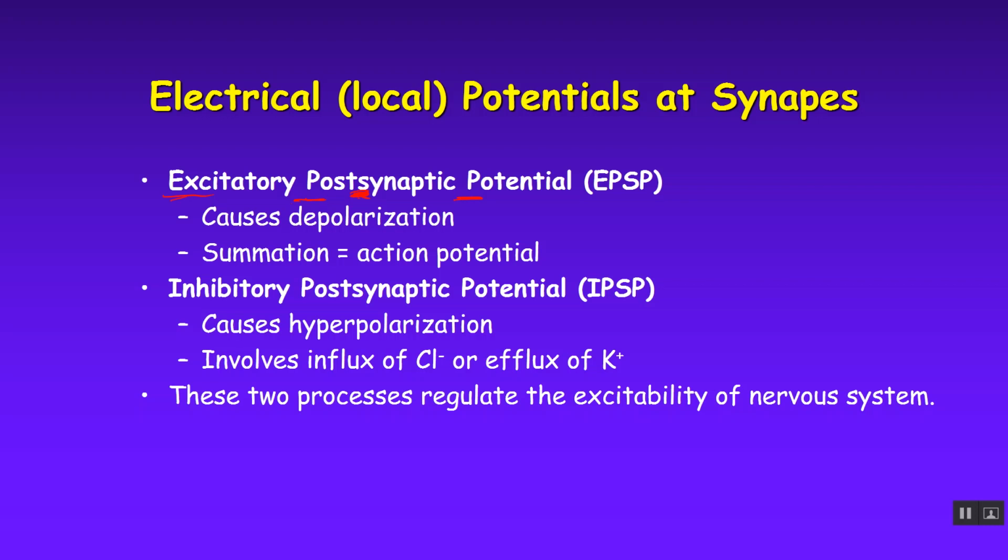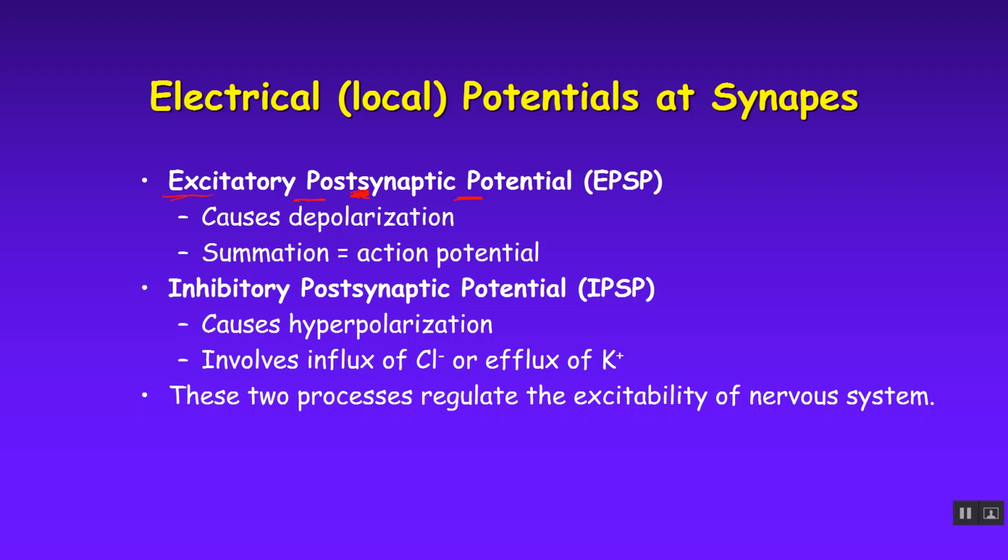So those are the two ways we can make the inside of the cell a little more negative. Either bring in some more negative charges or let out some more positive charges, okay? And that makes your next cell a little more inhibited, less likely to generate an action potential, okay?